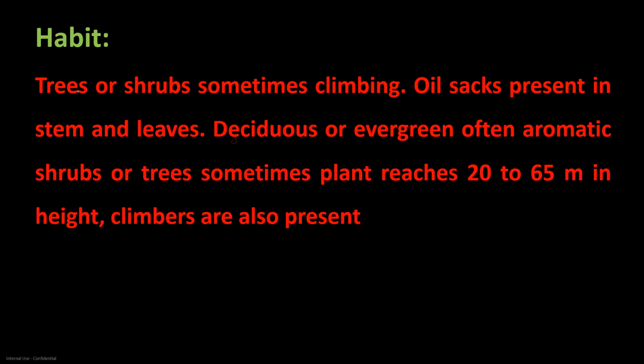Now see, this is a primitive family with a whole lot of primitive characters in it. The first primitive character that you can see is trees. Trees or shrubs sometimes. Climbing plants are also found. Oil sacs are present in stems and leaves, which often makes it aromatic. They can be deciduous or evergreen. Sometimes the plant reaches 20 to 65 meters in height. Climbers are also present, as I was just telling you.